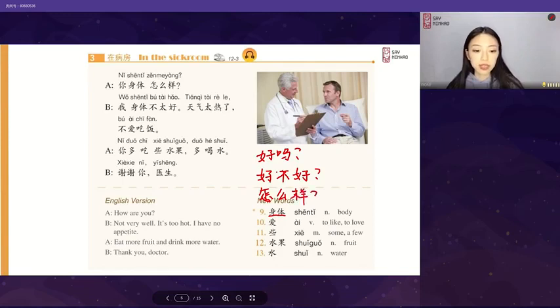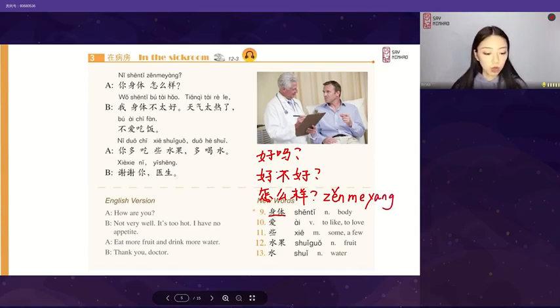And how to answer these questions? For example, if your health condition is very good, you feel very good, then you can say 身体很好, right? And if you don't feel good, then you can say 身体不好. Okay, this is 身体. Now let's move on to the next one. Read after me, please.